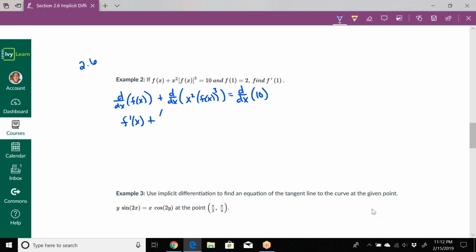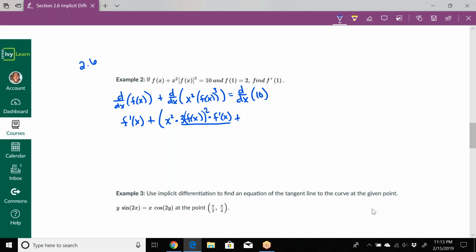Plus, this one we're going to have to do a product rule on. So first times derivative of the second, so that's going to be a power rule, so 3f of x squared. And because the f of x is an inside function, we need to take the derivative of it for our chain, and it is y again, so we're going to have f prime of x for that. So just this portion right here that I'm underlining, that's the derivative of this guy.